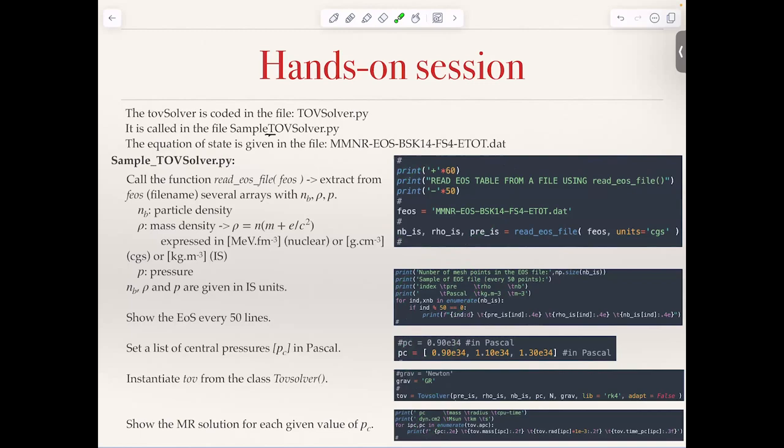Which calls the solver. First you have to define the equation of state, or the file that you upload. This is a very lengthy name. The only interesting information is that this is a Brussels interaction which is called BSK14. You have another file, which is SLY5. This is a Lyon-Saclay equation of state.